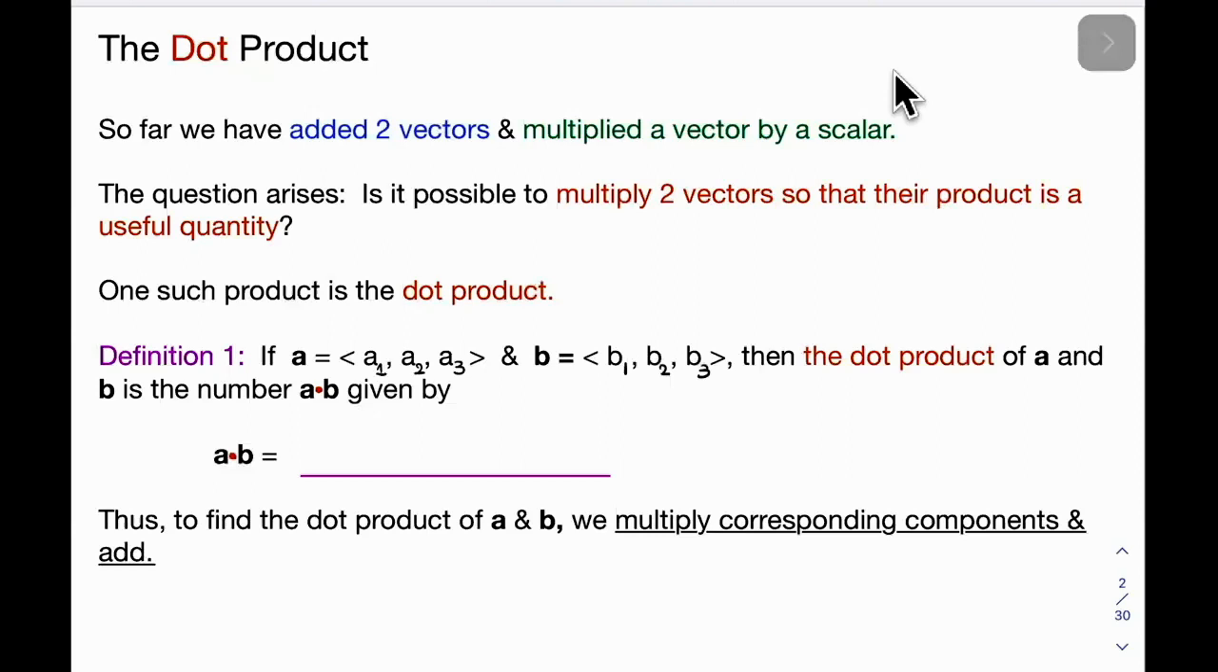Now, we're going to ask this question: is it possible to multiply two vectors so that their product is a useful quantity? Can you multiply two vectors? Yes, we could. Actually, there are two kinds of products. One is called the dot product, which is what we're going to talk about today. The other one is called the cross product, which we're going to cover on Thursday.